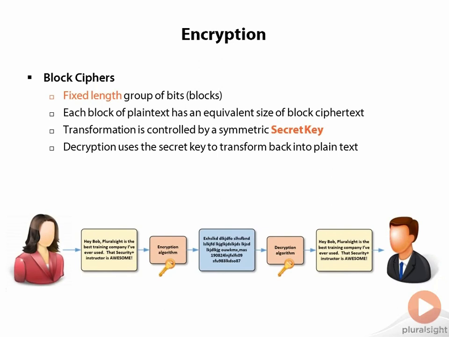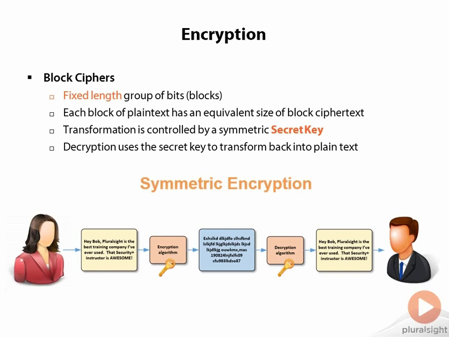Well, basically, Alice wants to send a message to Bob, and she's obviously an extremely smart girl because, as you can see from her message, she says, "Hey Bob, Pluralsight is the best training company I've ever used, and that Security Plus instructor is awesome." So I couldn't agree with her more, quite frankly. But anyway, there's an encryption algorithm that she uses, and she will encrypt. The same key is going to be used for the encryption and the decryption. That's referred to as a symmetric encryption algorithm.